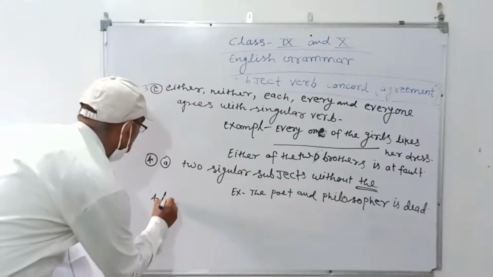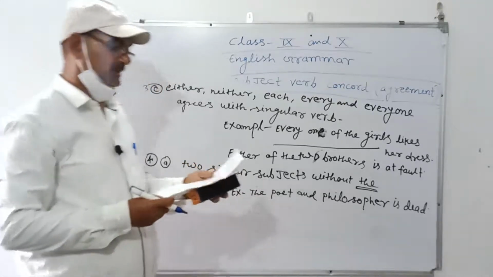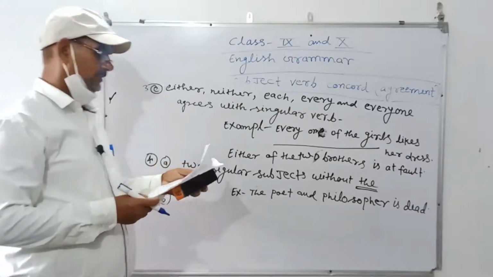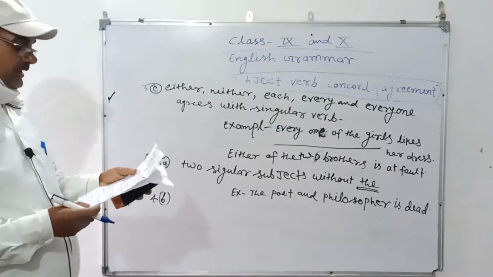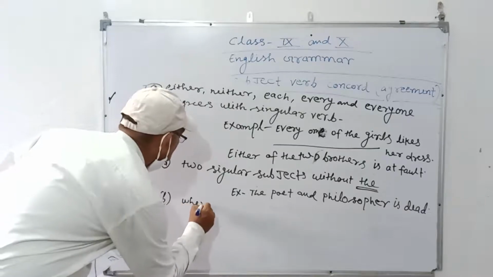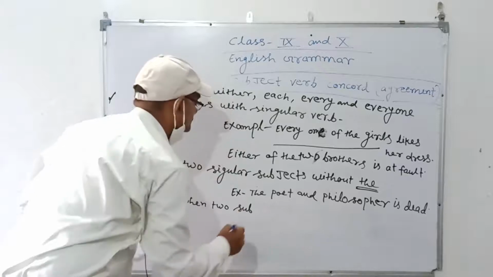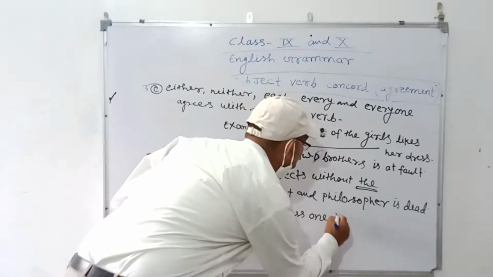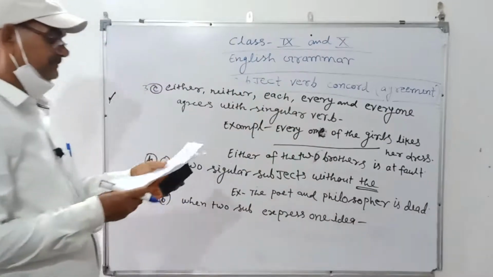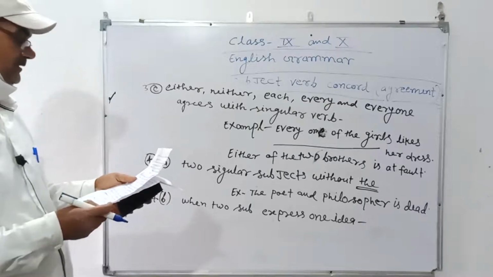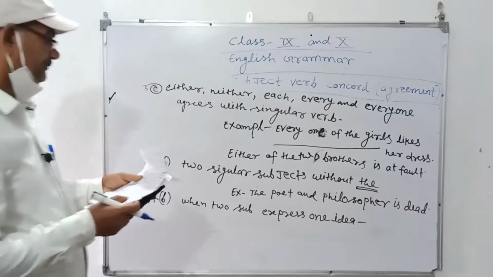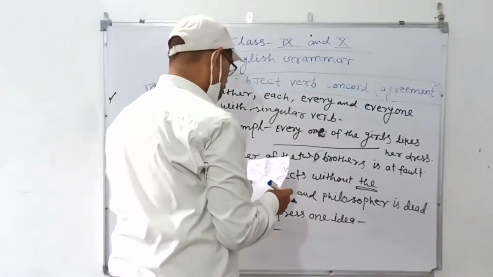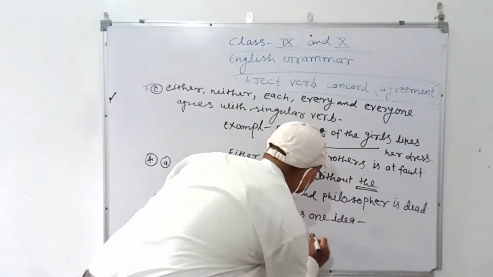Rule 4B: when two subjects together express one idea, the verb is used as singular. Example: slow and steady wins the race.